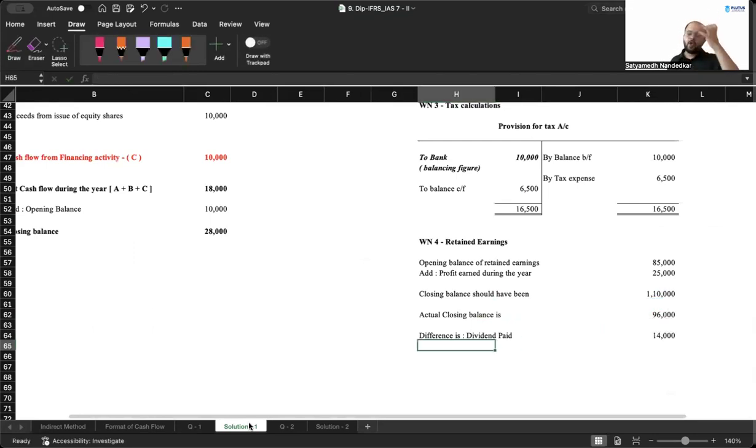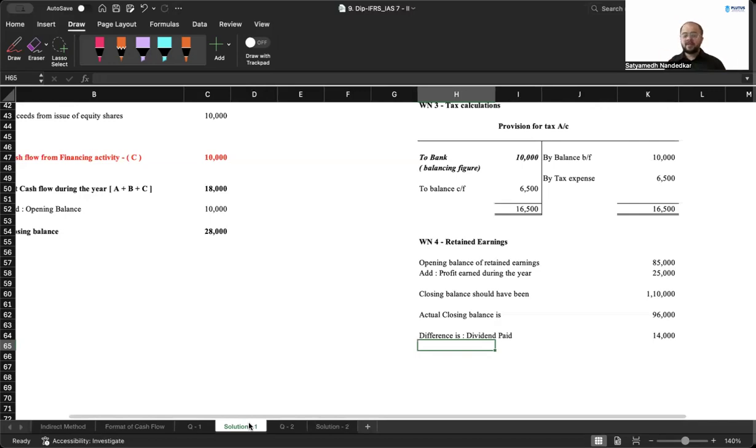Again, I will repeat. Opening balance of retained earnings is 85,000. You earned a profit of another 25,000. That means the closing balance of retained earnings kitna hona chahiye tha? How much should it have been? It should have been an amount of 1,10,000. But actual kitna hai? 96,000.